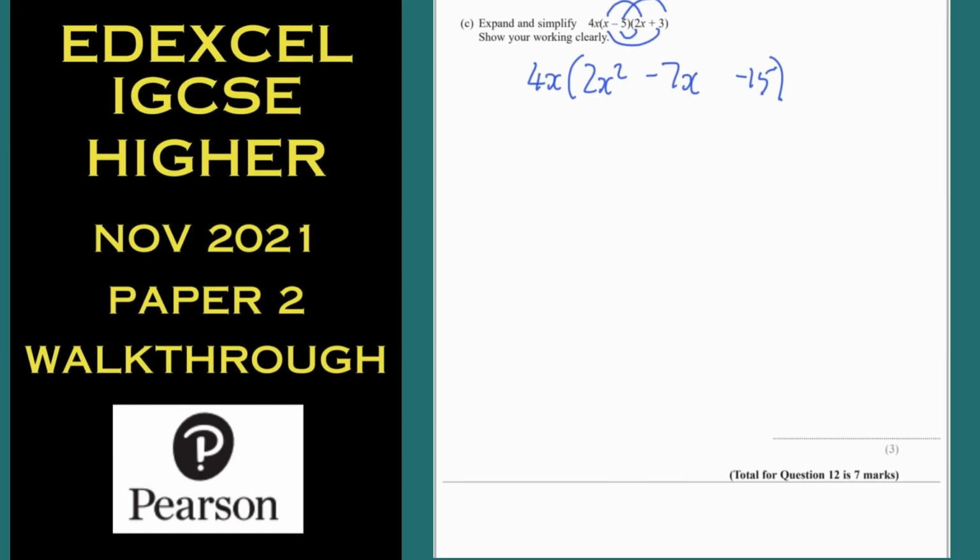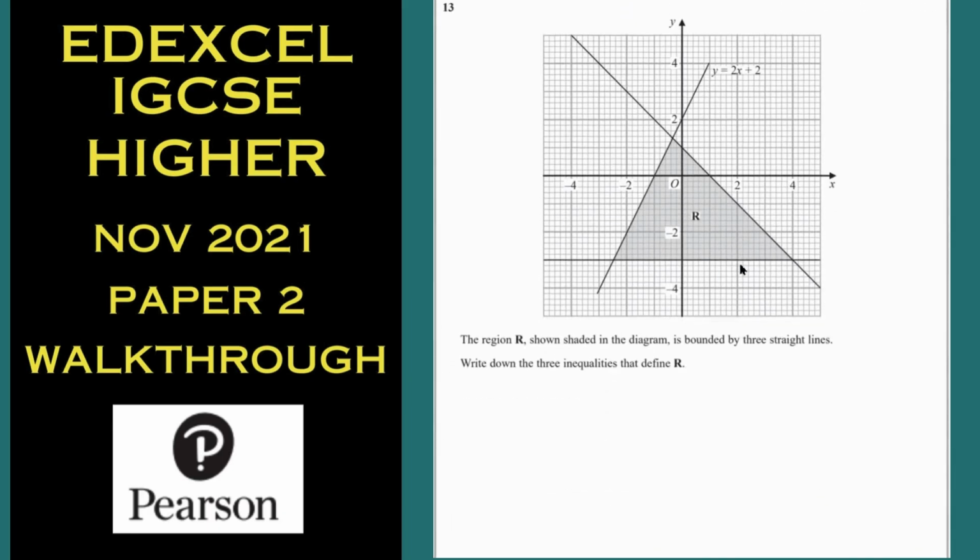And now everything needs multiplying by 4 and an x. So we get 8. And the x goes to cubed. We get negative 28. The x goes to squared. And we get negative 60. With just an x on the end.